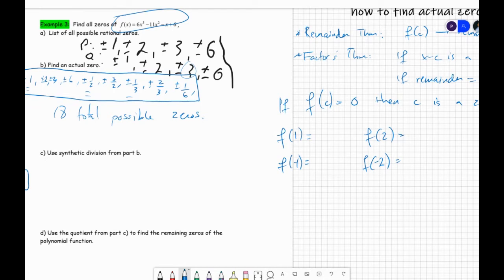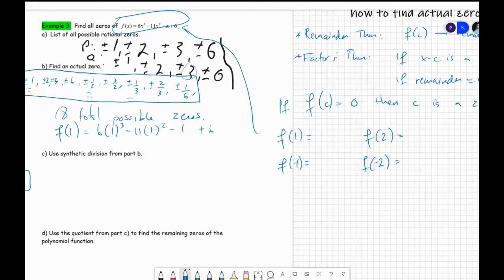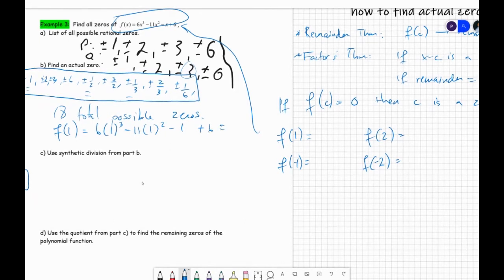So how are we going to do this? You just have to plug it into the function. You see the function on top right here, the f. You plug in 1 for x. So f of 1 is equal to 6 times 1 cubed minus 11 times 1 squared minus 1 plus 6. And tell me what that equals.